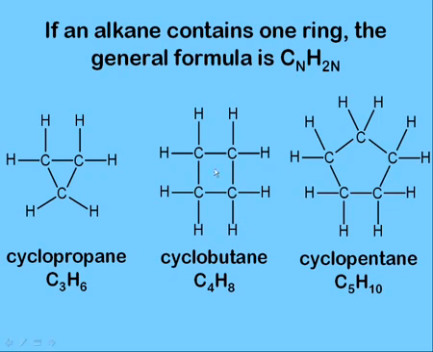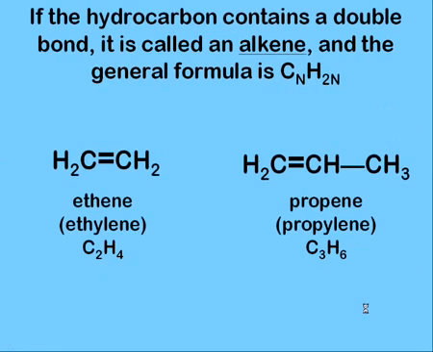Of course, 4 carbons is butane, but this is cyclobutane, C4H8. 5 carbons in a ring is called cyclopentane, C5H10. And you could have cyclohexane, cycloheptane, cyclooctane, etc. Another way to change the structure of a hydrocarbon is to have a double bond. So we talked about alkanes where the ending was ane. Now these would be called alkenes where the ending is ene.